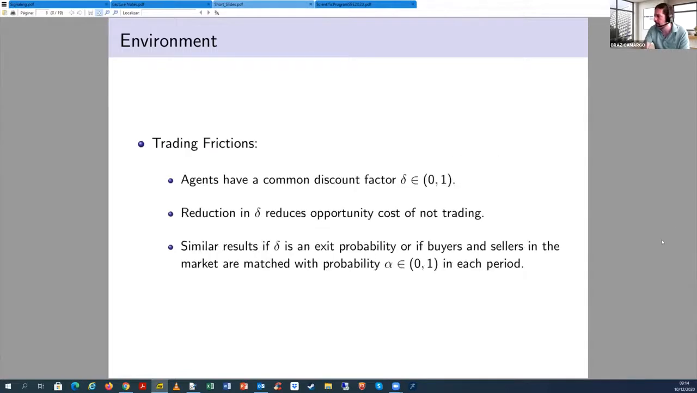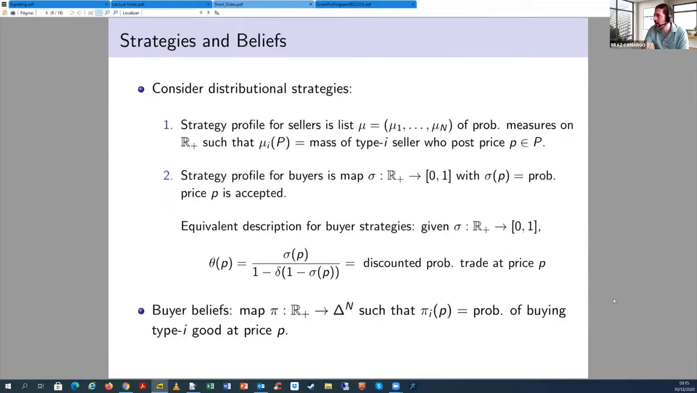Now, trading frictions. Agents have a common discount factor delta, and the idea is that a reduction in delta reduces the opportunity cost of not trading. We get similar results if delta is an exit probability, or if buyers and sellers in the market are matched with probability alpha between 0 and 1 in each period. So nothing changes qualitatively.